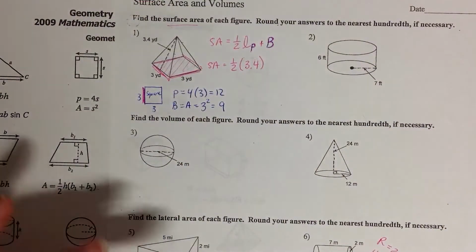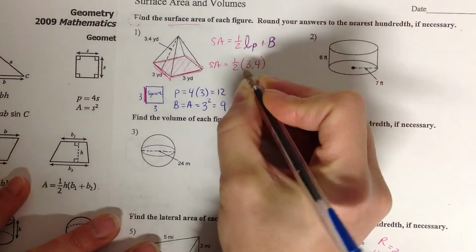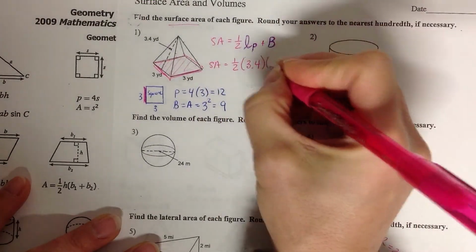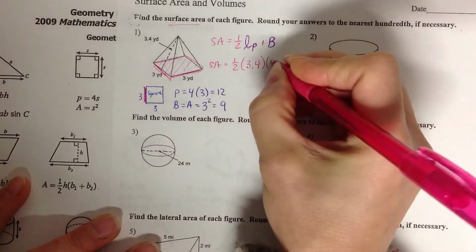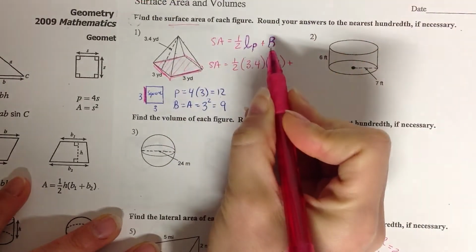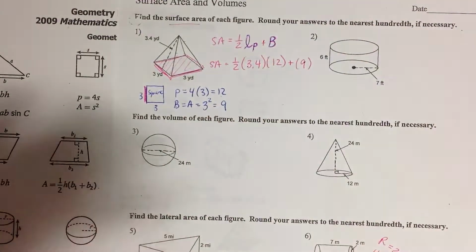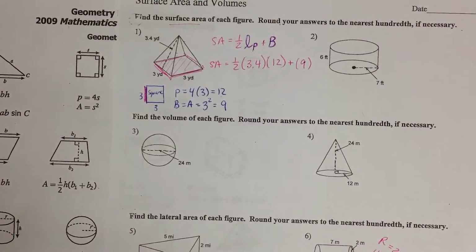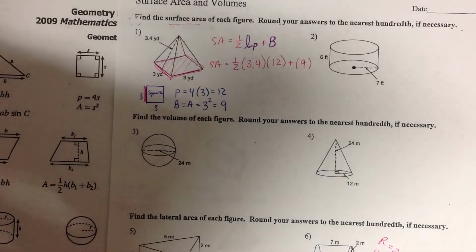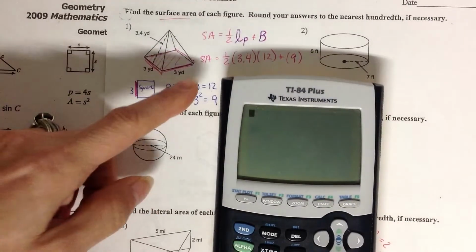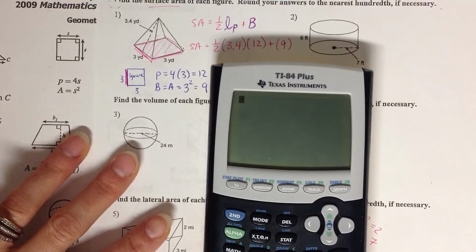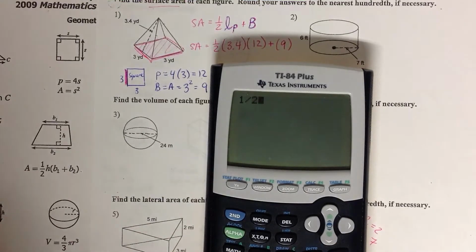And now I'm ready to finish substituting. I already substituted L right here. Now I'm ready to substitute P. I got 12. And now I'm ready to substitute into capital B, which I got 9 for. Okay, now these parentheses I don't really need when I'm entering on my calculator. But at this point I'm ready to put the whole thing on my calculator. Okay, I like to write out my whole formula first, my setup, and then I go to my calculator. So 1/2 times 3.4, this is all multiplication, parentheses will work here, times 12 plus 9.